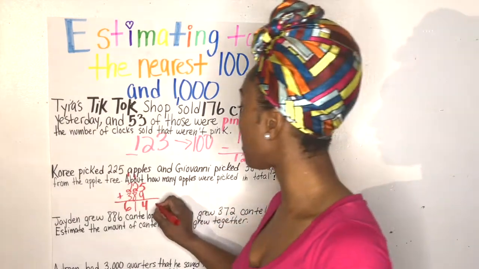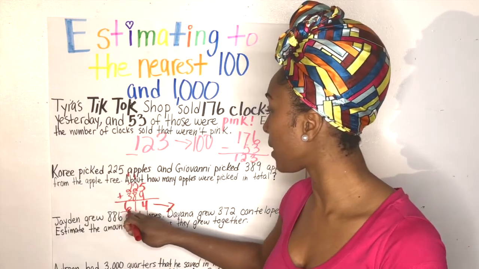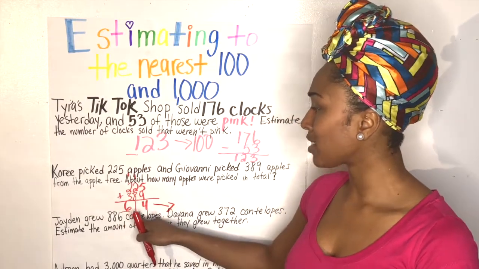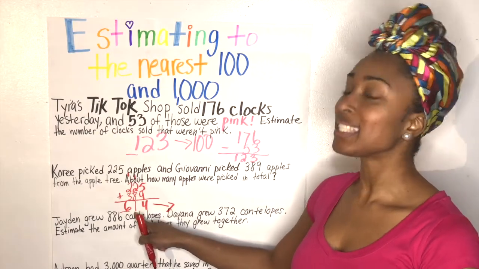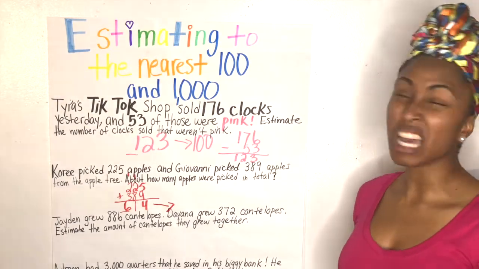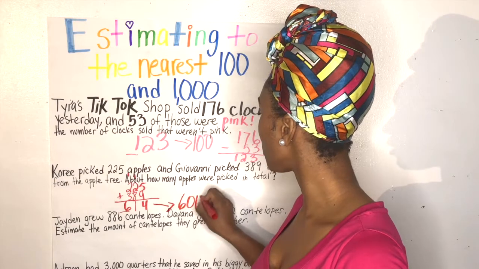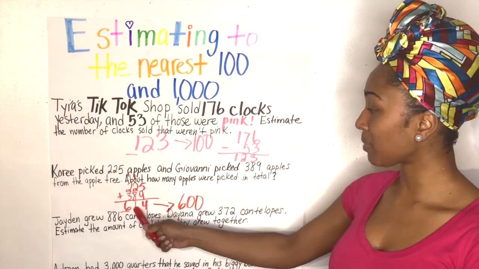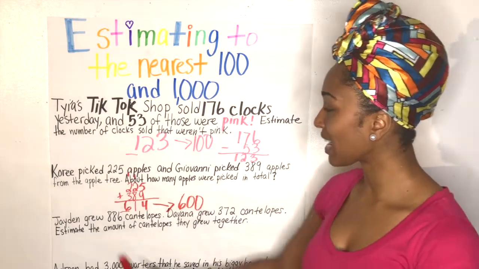Now I need to estimate and give you about how many. So I look at my first number, then I look next door. If it's 4 or less, give it a rest, or 5 or more. It's definitely 4 or less. So I know they picked about 600 apples because this number tells me 4 or less, so I stay the same, 600. Okay, next one.